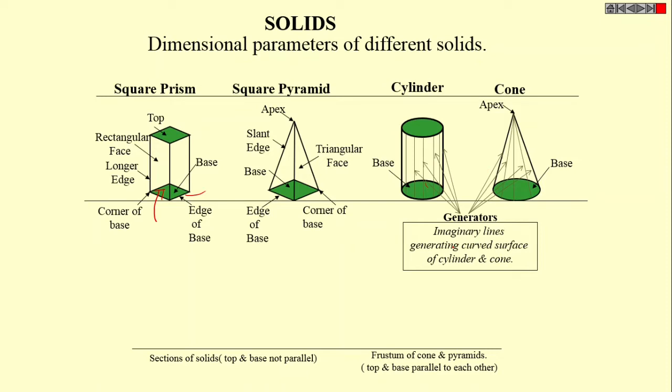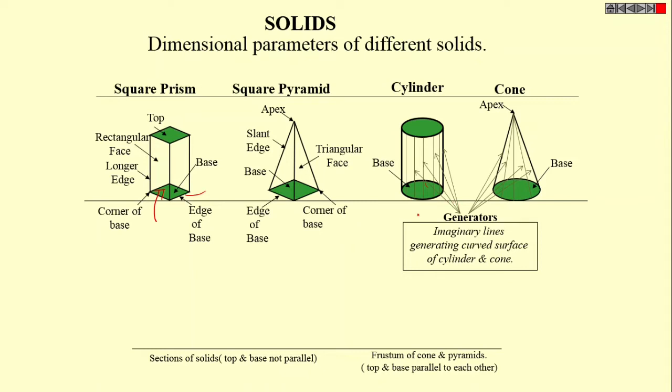Here, generators are imaginary lines generating the curved surface of the cylinder and cone. That is, a combination of an infinite number of imaginary lines actually generating the curved surface of cylinders and cones.